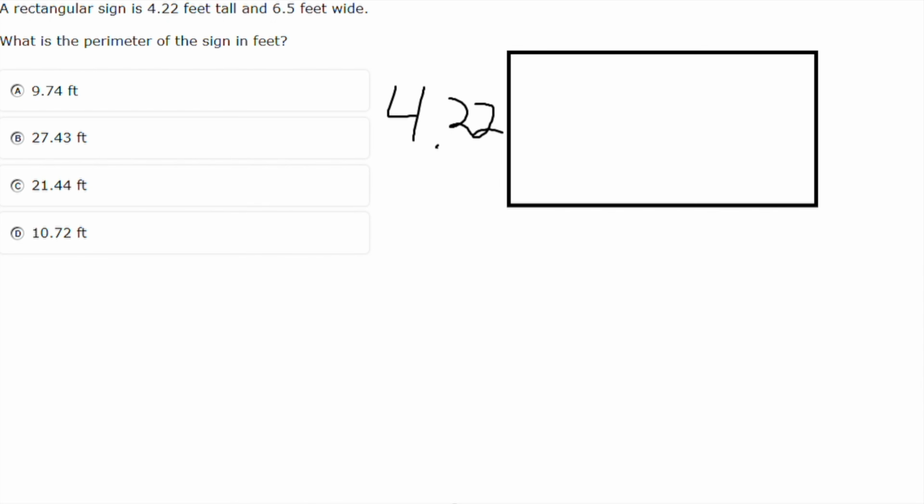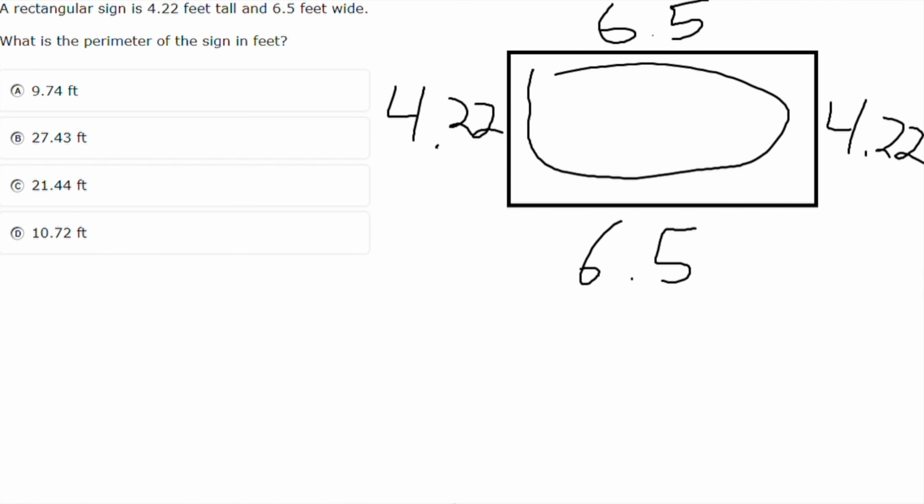All right, and then it's going to be 6.5 feet wide. Now if it's 6.5 feet on the bottom, it's definitely going to be 6.5 feet on the top and 4.22 feet on the other side. So now how do we find the perimeter? Remember, the perimeter is the length of all of the sides.